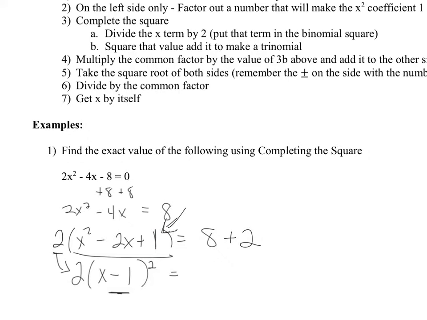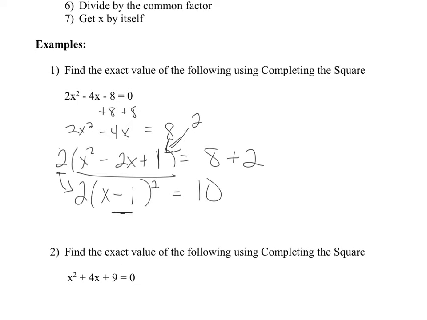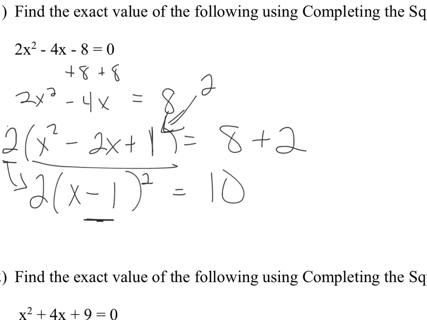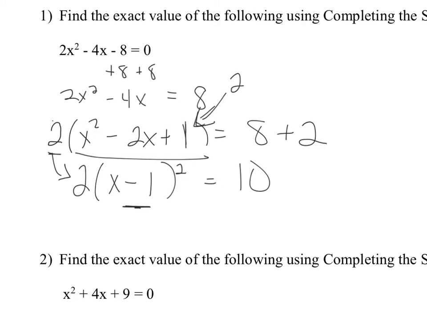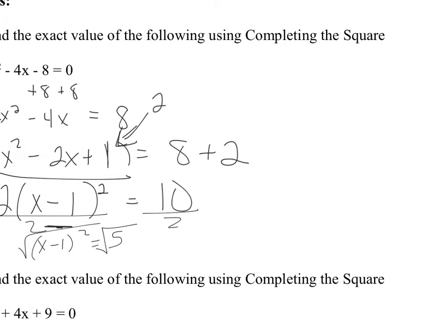So I added 2 over here. It was 2 times 1. So I need to add it over there. And now I simply solve this equation. This equation isn't that difficult to solve. Divide by 2 first. We get x minus 1 squared equals 5. Take the square root. I'm going to go over here.